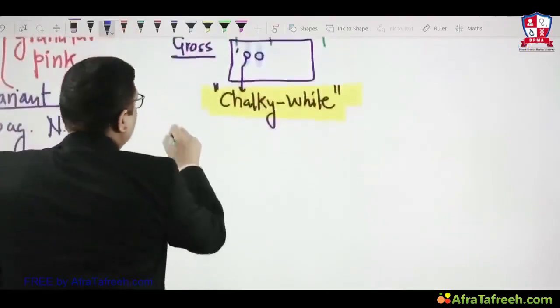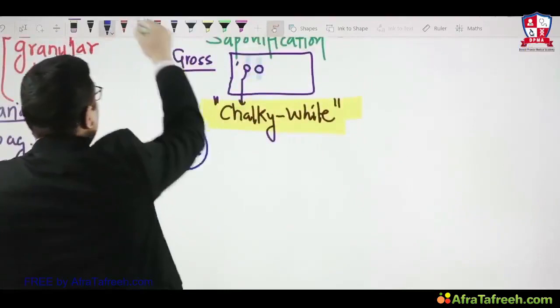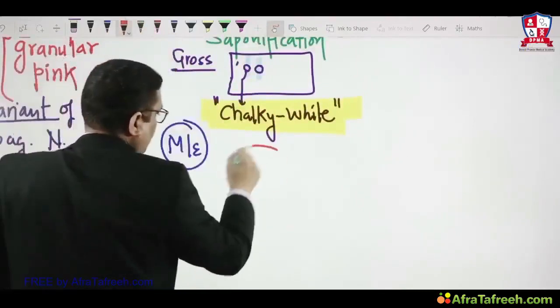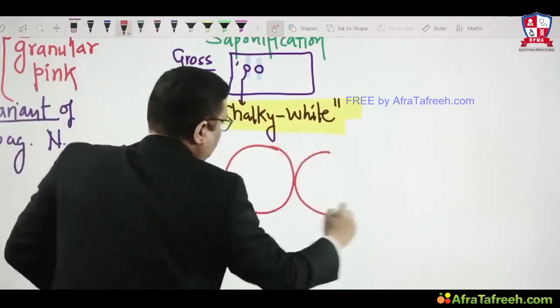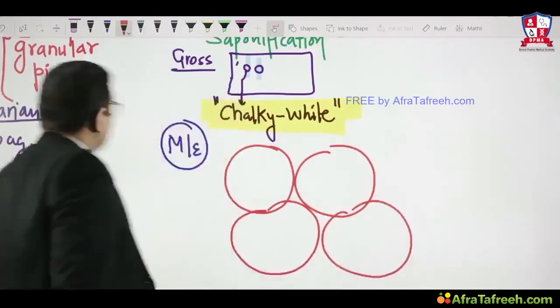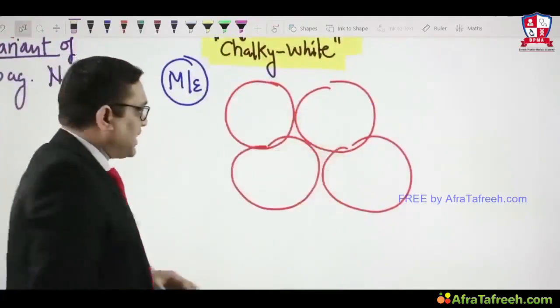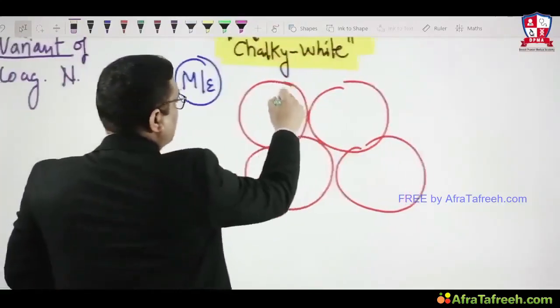What will happen on microscopic examination? How are you going to see it on microscopic examination? So I wanted to tell you how you will see the fatty tissue. See, I am showing you 4 fat cells, right? These are fat cells. How will you identify fat cells? Fat cells will be clear, right?